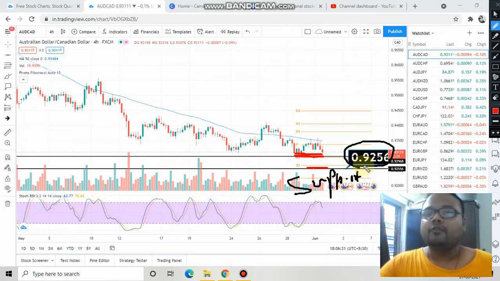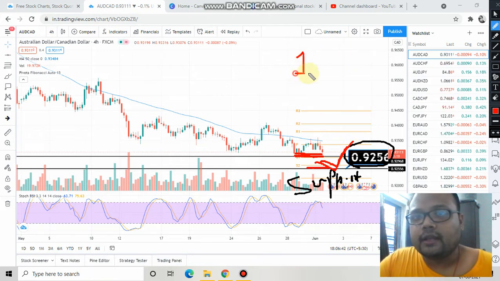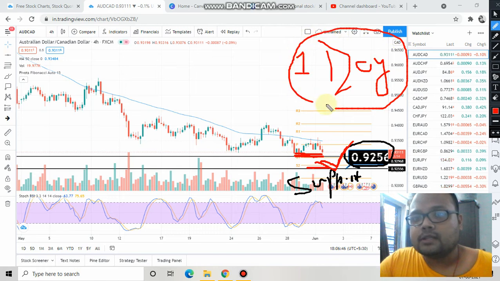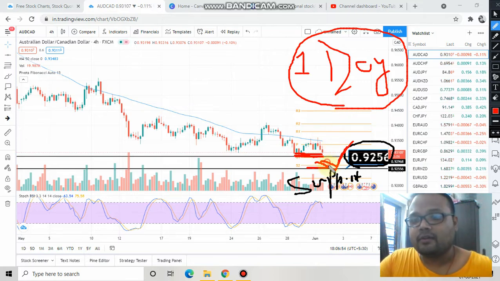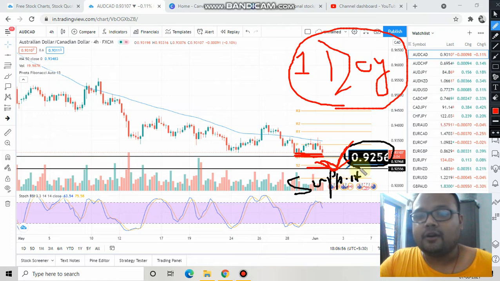When the market reverses from this support level, we will wait for 2 to 3 candles or 1 day, because the market has been in a downtrend for more than 2 months. So at least we can wait for 1 day for confirmation. Once we get the confirmation that yes, the market is taking support and is about to reverse, then we will place the buy order at this level, 0.9256.